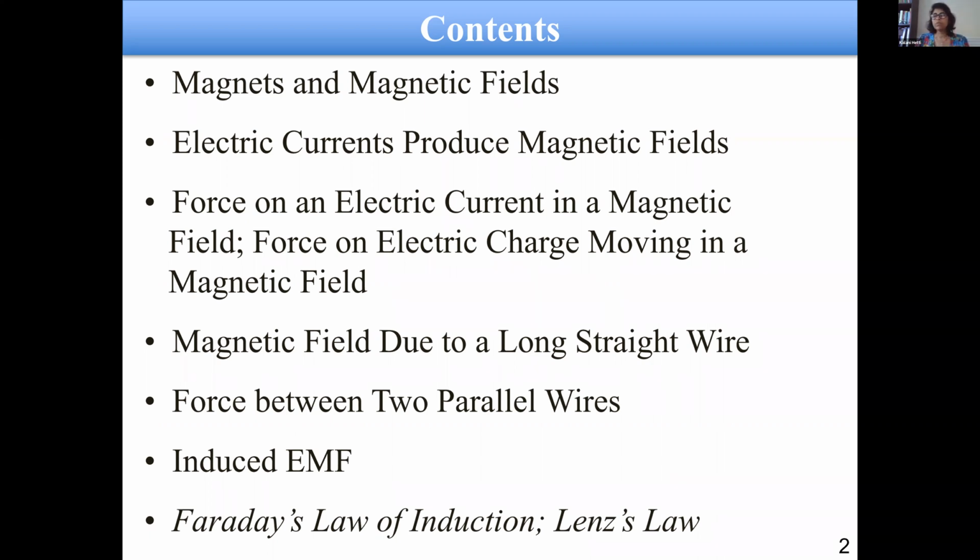And then we're going to move into induced voltage. That means that we have new devices like induction coils and those things that can induce voltage even without a power source. That's what we call induction, and we're going to talk about Faraday's law under that.